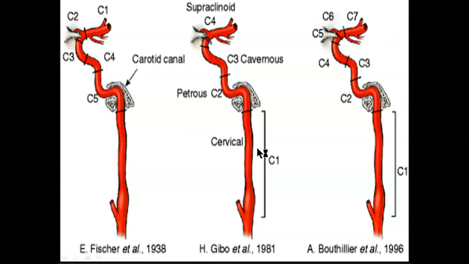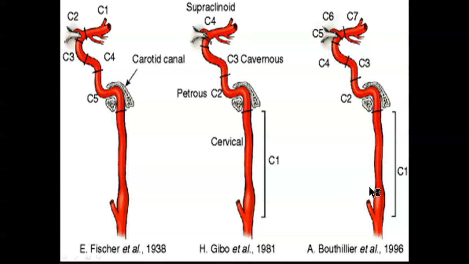So Gibo divided internal carotid artery into four segments: cervical, petrous, cavernous, and supraclinoid. Why supraclinoid? Because this area is the clinoid, which I already mentioned. So above that is the supraclinoid segment.